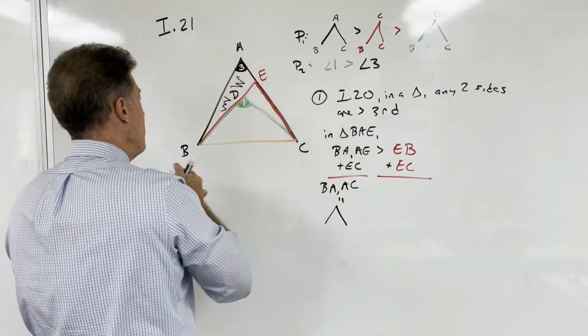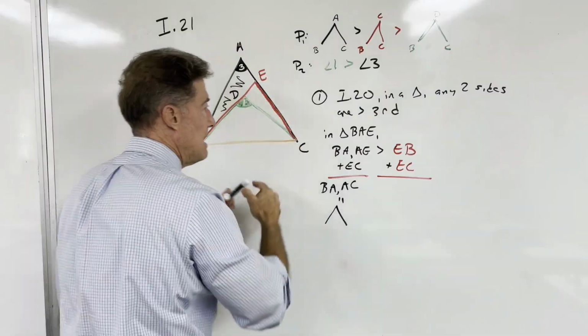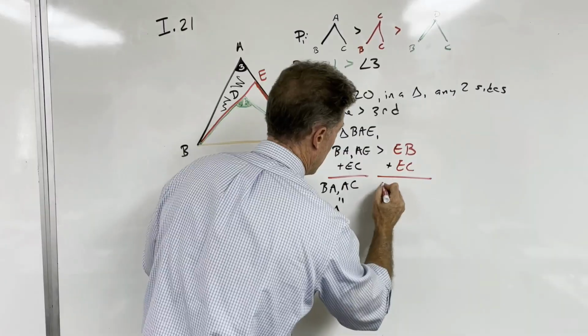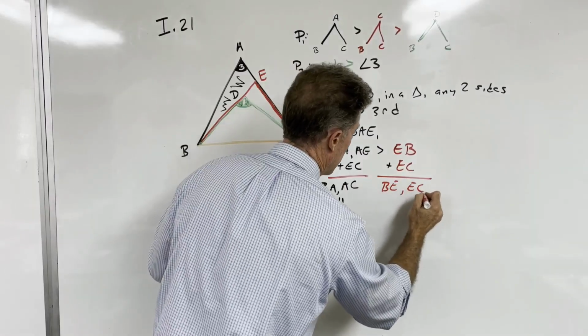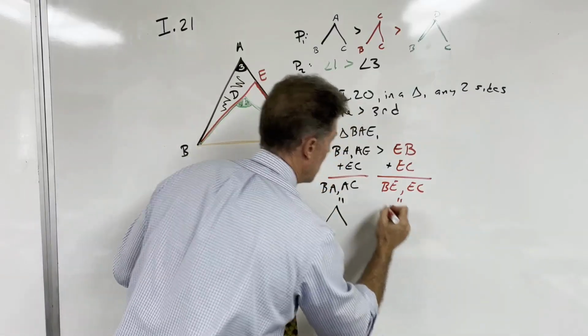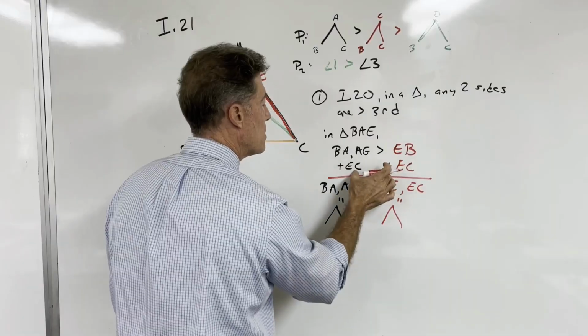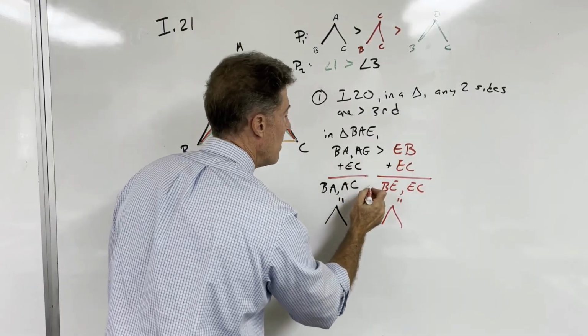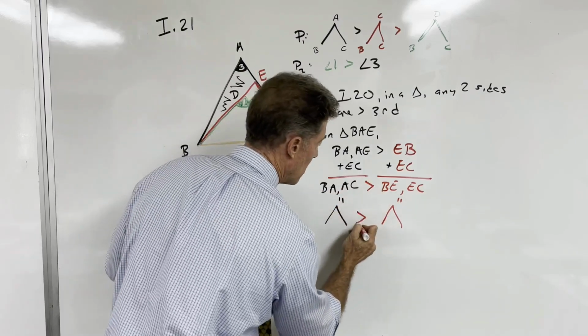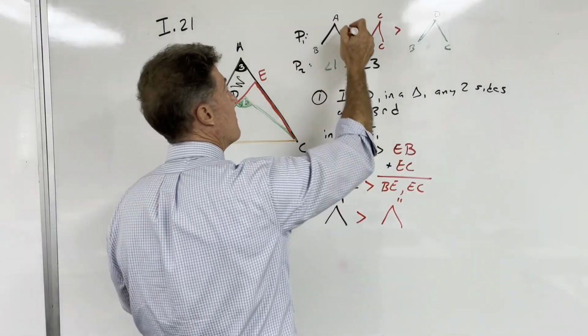And if we add BE and EC, we're going to get our red legs. Well, this was greater than this, and we added equals to unequals. Therefore, it preserves our inequality. Therefore, this is greater than this. So that's our first step.